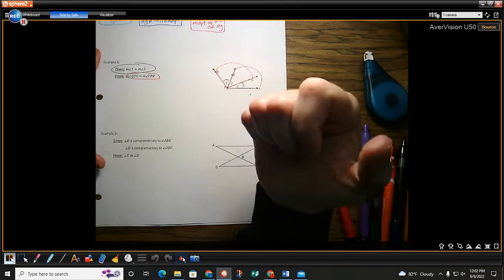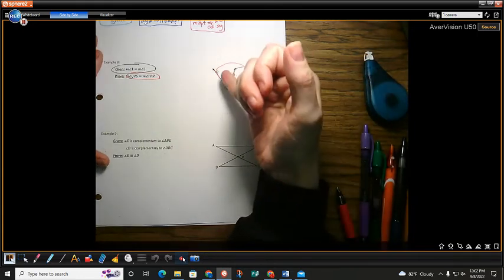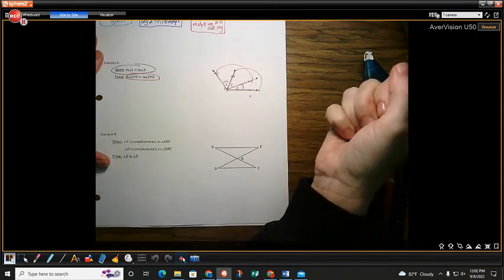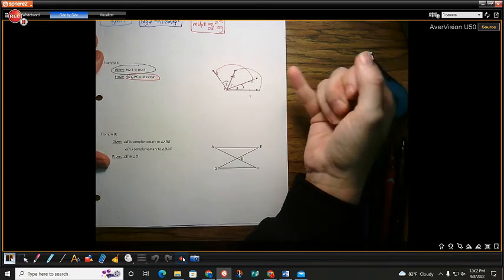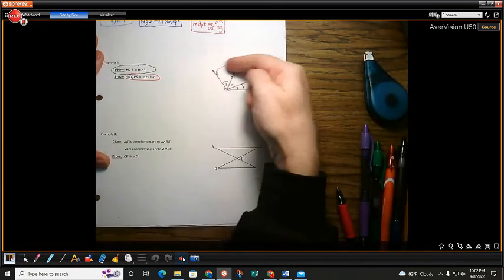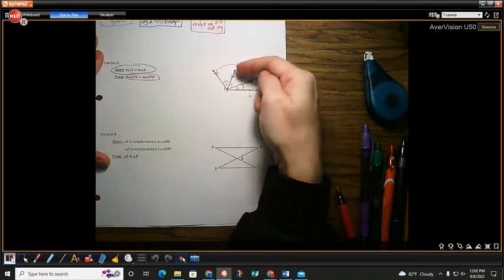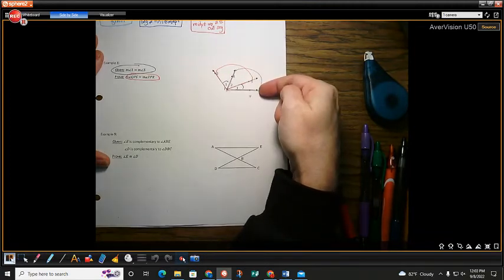I'm trying to prove QPS, its measure, is equal to TPR. That's this guy. I'm trying to prove those are congruent. So somehow, I'm going to have to go from knowing that angle 1 and 3 have equal measures to QPS and TPR having equal measures.